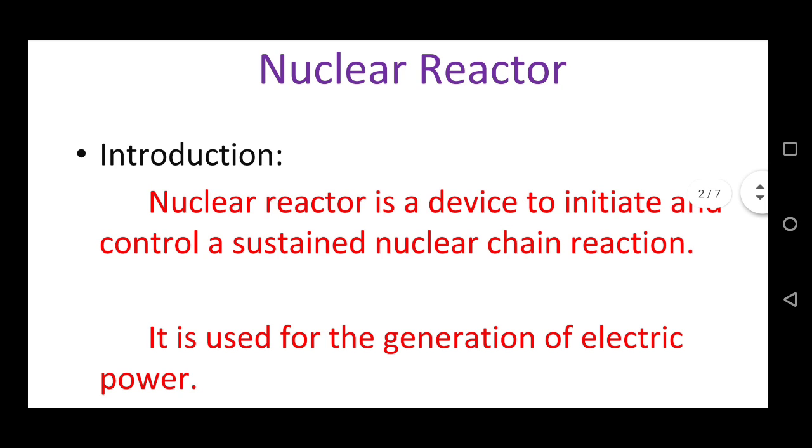Actually, here the nuclear reaction is carried out and hence an enormous amount of heat is liberated. This liberated heat is used to produce steam and electric current. This is the basic principle of the nuclear reactor. Now we will discuss how it works in detail.